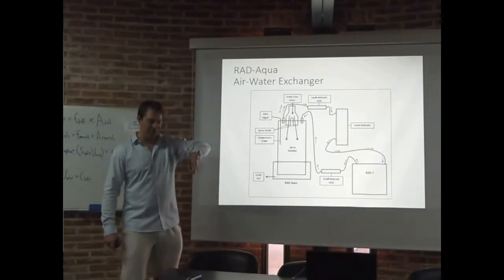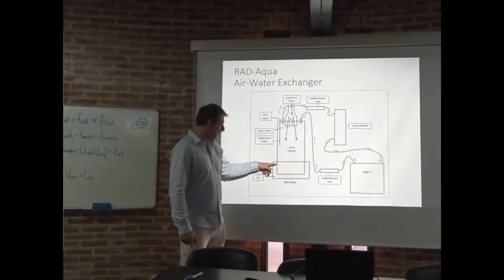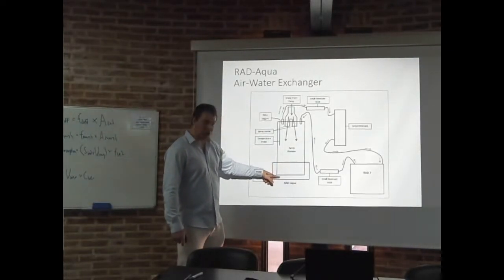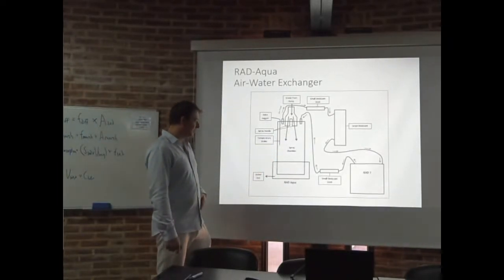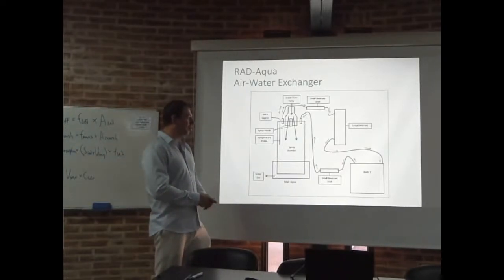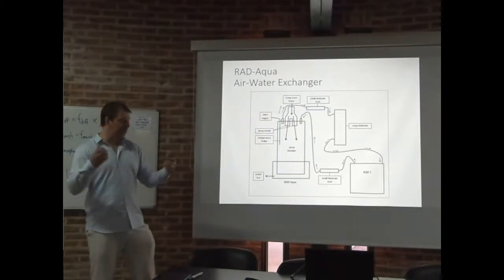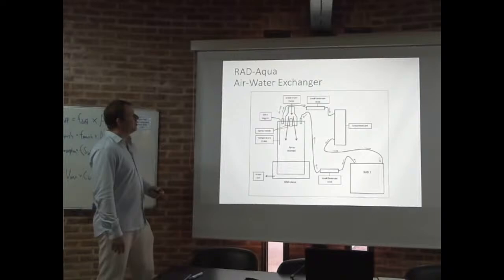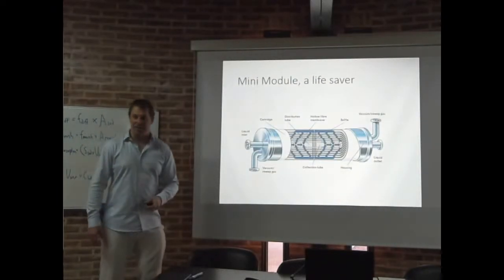The Rad Aqua was a disaster to use, especially on a boat that is bouncing and moving, because this is not a closed space. If air gets in from the bottom, it screws up your whole detection. It's not really a good closed system. Maybe if you're sitting on a pier and measuring for 12 hours, it works, but on a boat, it was not good. But luckily, somebody came up with the mini module, which I call a lifesaver.